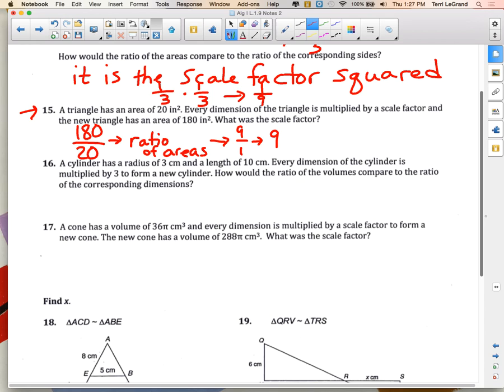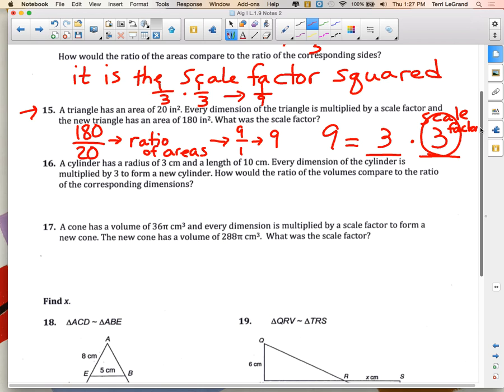So the ratio of the areas is the scale factor squared. In other words, something times itself, right? What number times itself is 9? 3. So our scale factor, let's circle one of those 3's. Here's our scale factor right here. The dimensions were tripled.